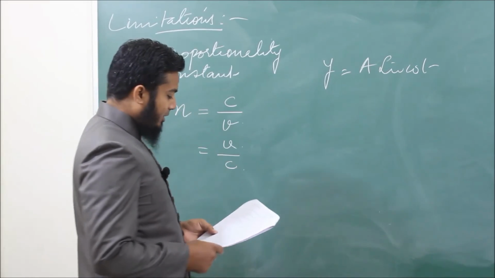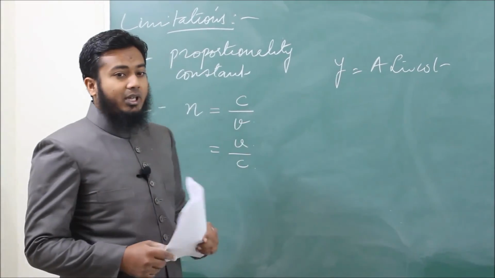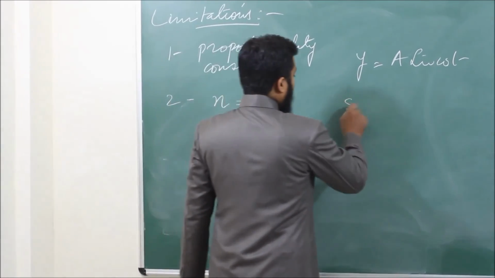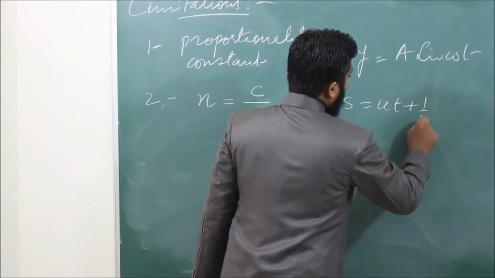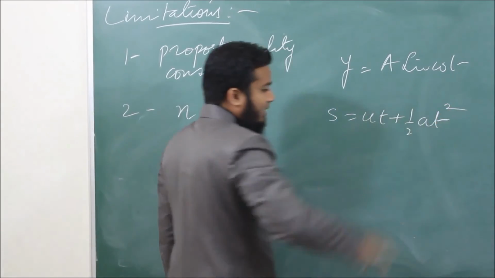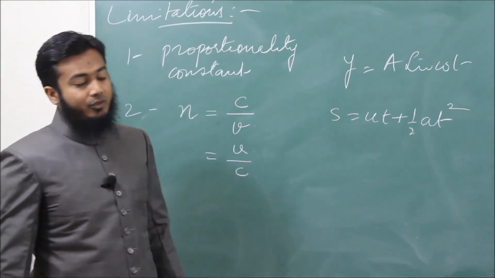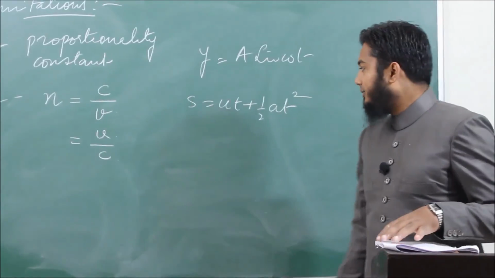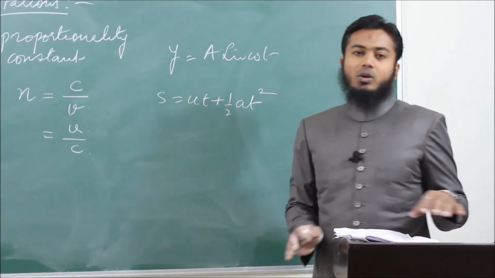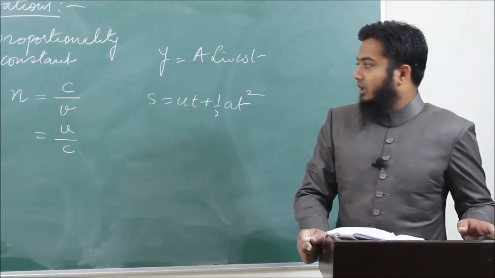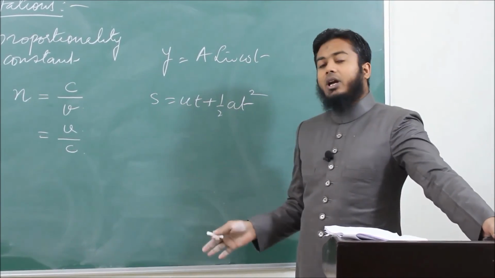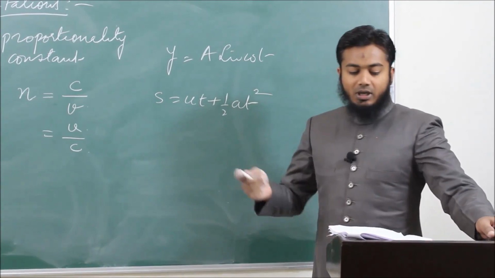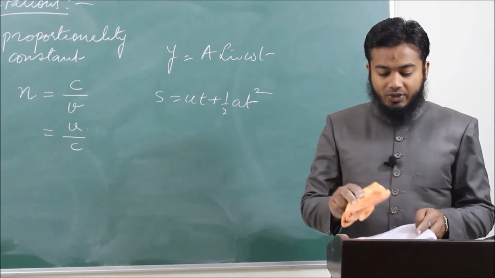And the next limitation: if your formula carries more than one term, for example, this equation s is equal to ut plus half at square. On the right hand side there are more than one term. So if a formula contains more than one term, this formula also cannot be calculated. We can calculate a formula in which there is just one term on both sides. If there are more than one term, we are not able to find the formula.